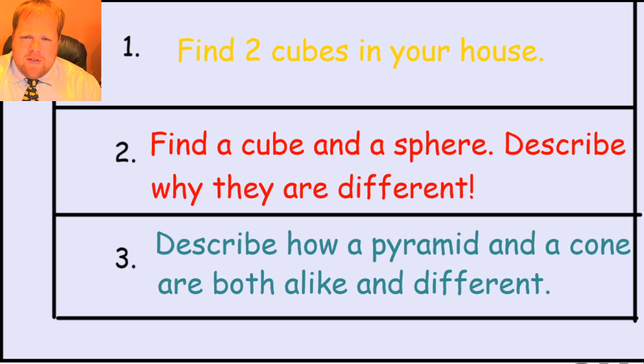Wonderful. Okay, I do have some jobs for you. Are you ready? Number 1. Find 2 cubes in your house. Oh, that should be easy. You already found 1. 2. Find a cube and a sphere, and describe why they are different. Think about their surfaces. Do they have vertices? What makes them different? And 3. Describe how a pyramid and a cone are both alike and different. What about them is the same and what about them is different? Because they do have similarities and differences.